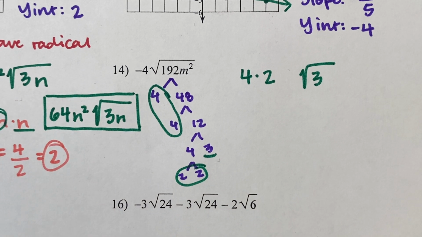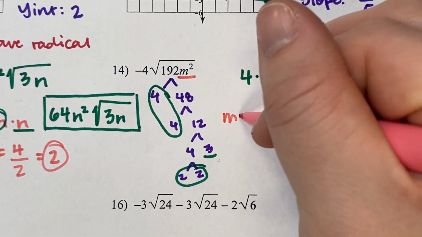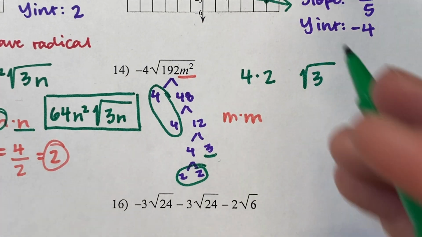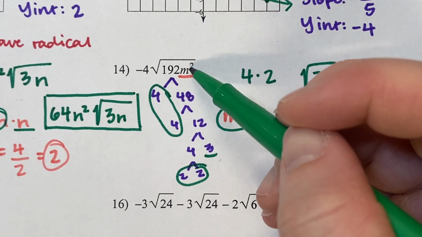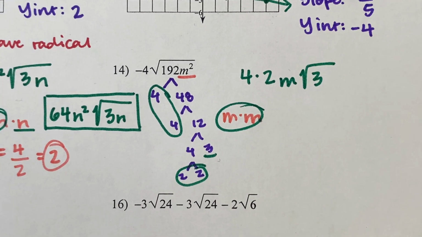Okay, easy peasy. We took care of the 192 twice, technically. Now I've got to take care of my variables. So I have m squared, or m times m. Okay, well, I have 2 of them. I have an even number. So how many pairs can I get out of 2, or 2 divided by 2? I get 1.